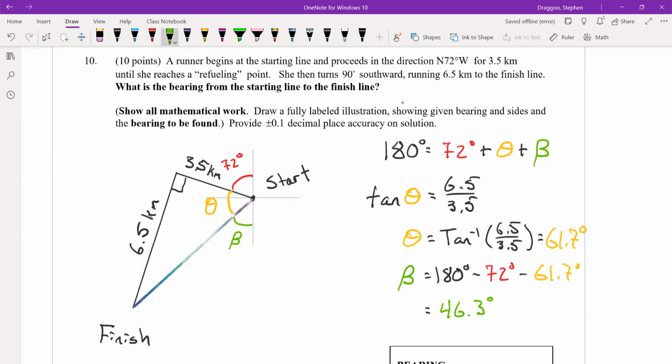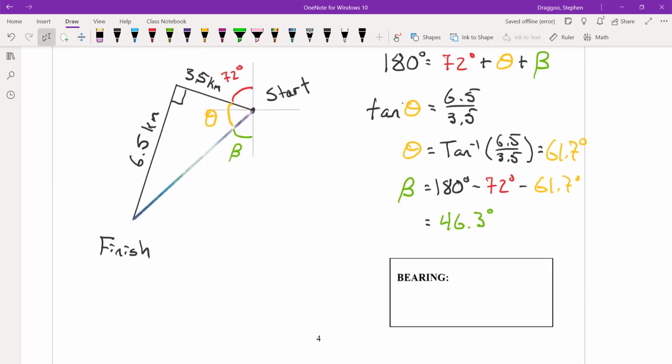So the last step is to just put that angle into a bearing. If I'm going from my starting line to my finish line, I am traveling southeast. So my bearing should contain a southeast. So this is 46.3 degrees southeast. Yeah, I told you I was going to do that. That's southwest. Yeah, 46.3 degrees west of south. Right. From the start to the finish, that's a direction of southwest.